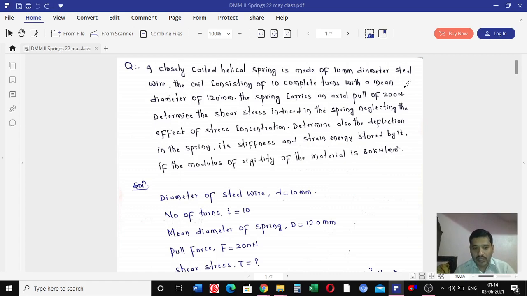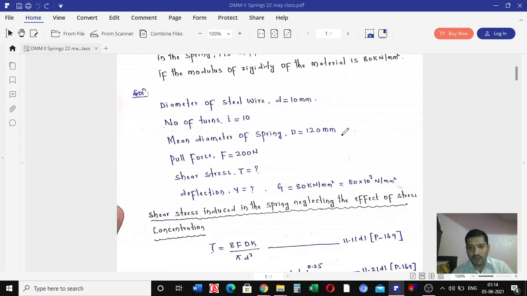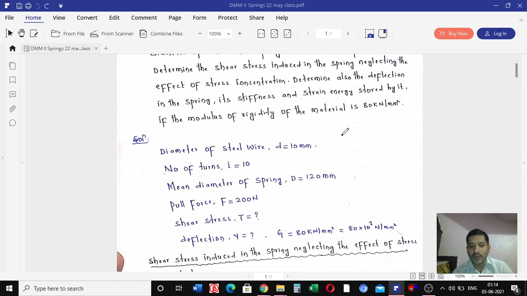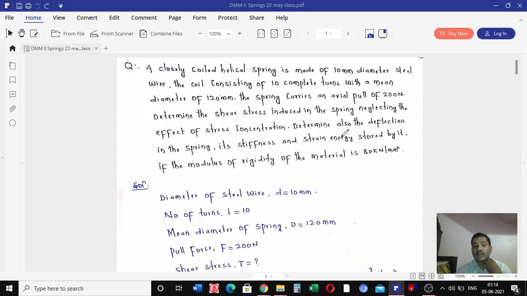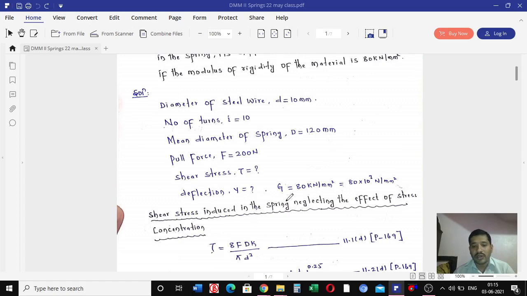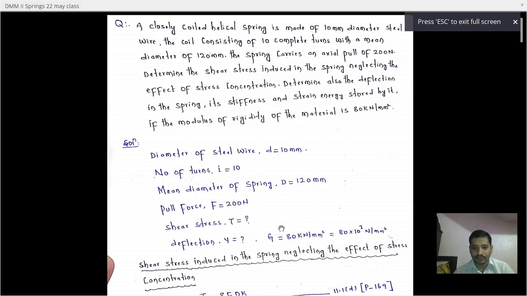Determine the shear stress induced in the spring. We need to find out the tau value, as well as the deflection in the spring. So in this problem we need to find the value of y, as well as the stiffness, and how much energy is stored by it. If the modulus of rigidity of the material, how much is given? The modulus of rigidity of the material is given as 80 kN per millimeter square.